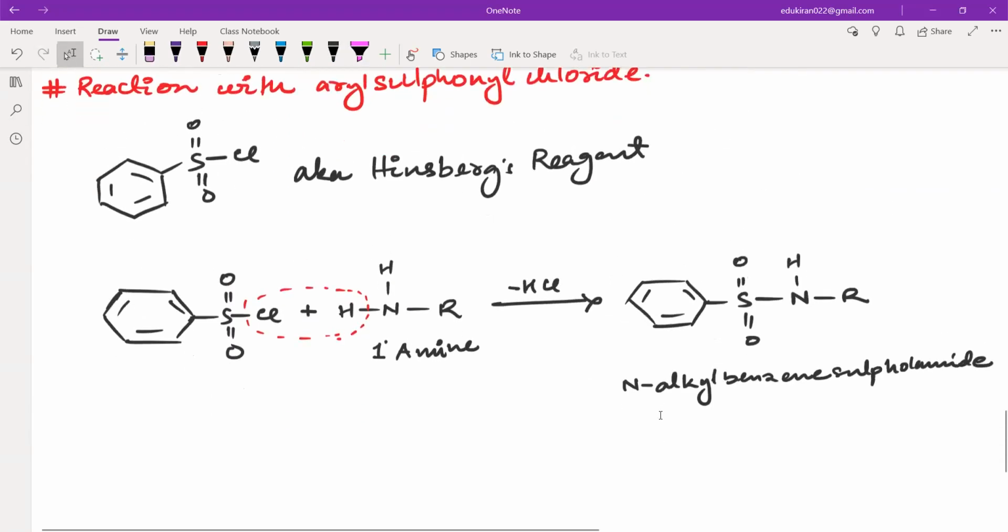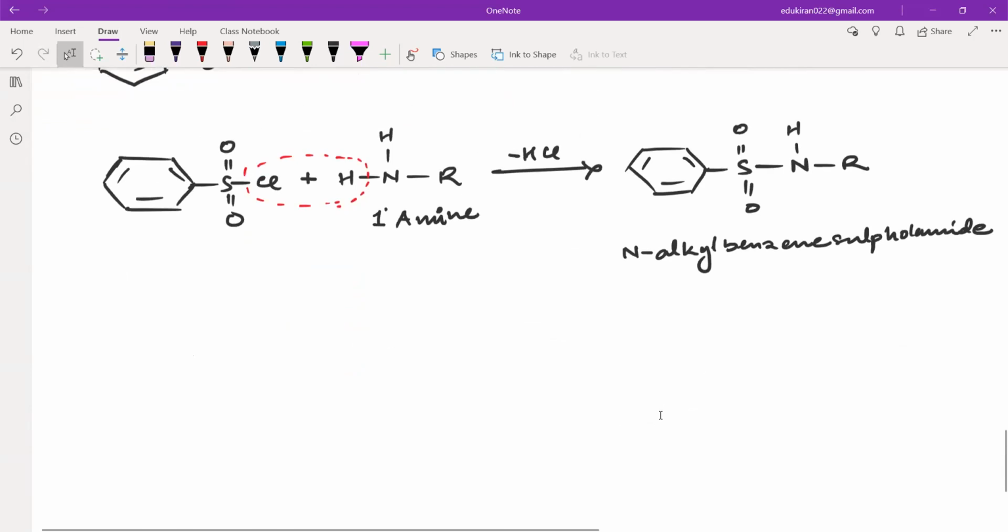So this is with primary amine, right? This is with primary amine. Now let us see what is going to happen with secondary amine. With secondary amine also, it is going to do a similar type of reaction. That is, it is going to react with the hydrogen only, because in secondary amine we have 1 hydrogen available.